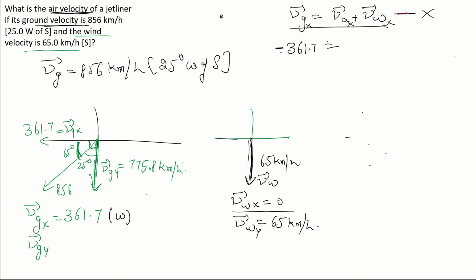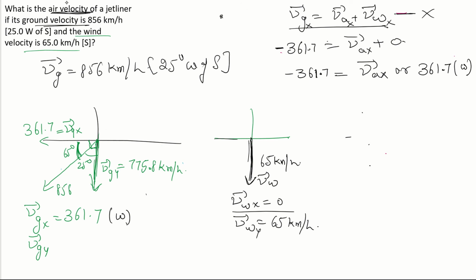And VAX we wanted to find out, and VWX is how much? This is equal to 0. So VAX comes out to be negative 361.7, or I can call it 361.7 south. Oh, oops, not south, in the west direction.